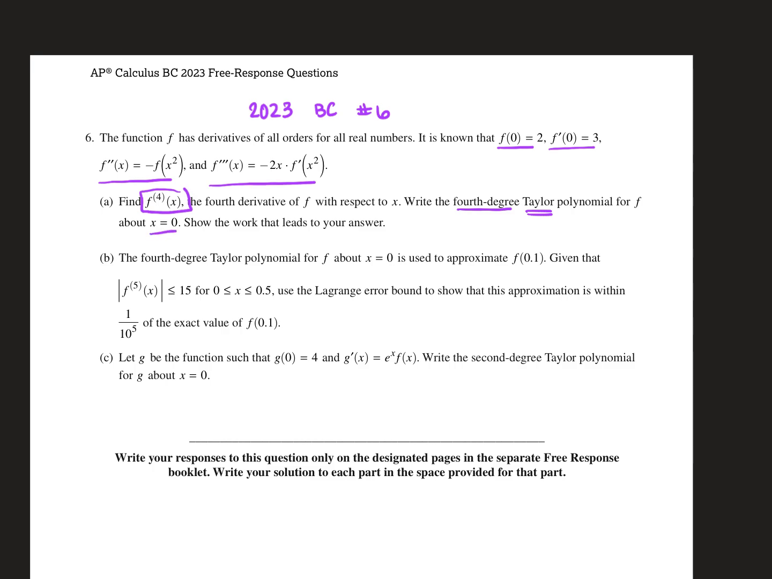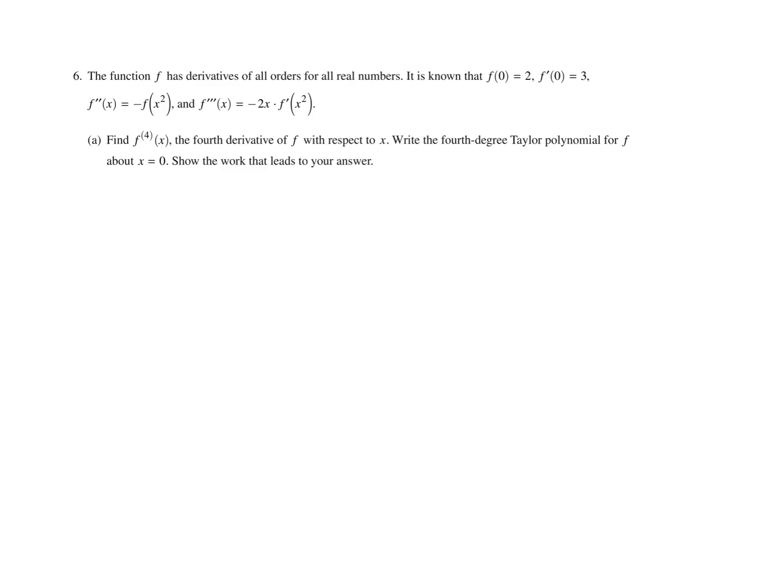Okay, so let's go over there and start this out. We know it's centered at 0 because that's where all of our information is. So f of 0 is equal to 2. They told us f prime of 0 is equal to 3. They told us f double prime of 0 is equal to negative f of x squared, which would be negative f of 0, which would be negative 2.